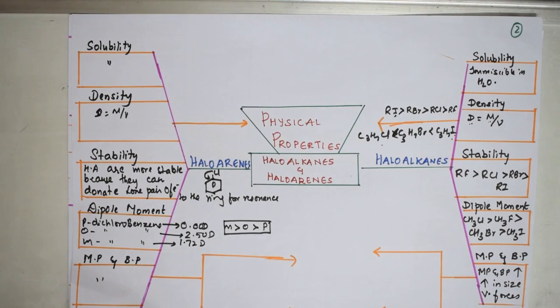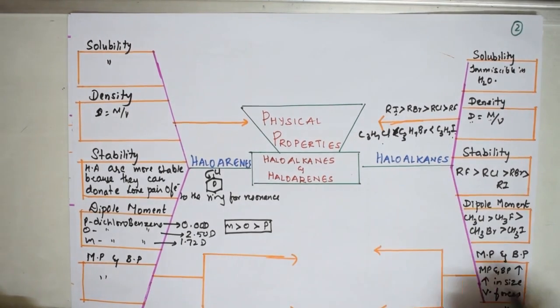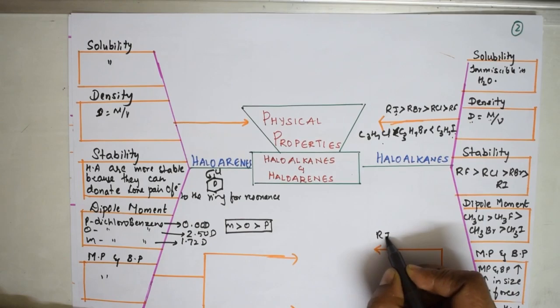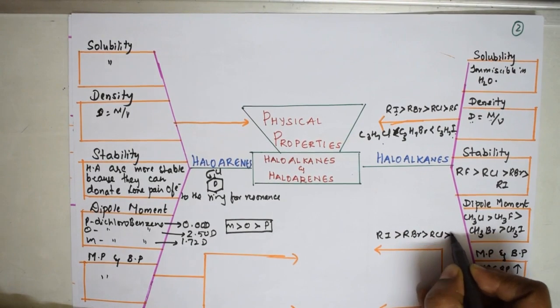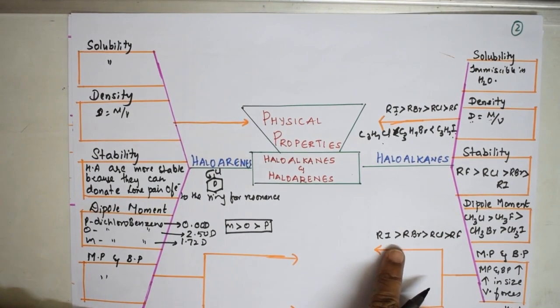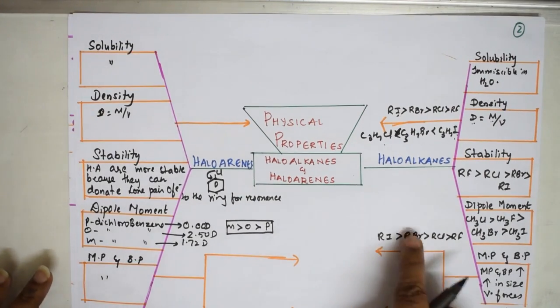So when it comes to the examples of the melting and boiling point of the haloalkanes, just see the trend: RI is greater than RBr, greater than RCl, greater than RF. Now what is the reason here? As I said, the same concept: melting point increases because the size increases. As the size of the halogen increases, melting point increases. Why? Because the van der Waals forces are more in this case. Same thing I've applied here.